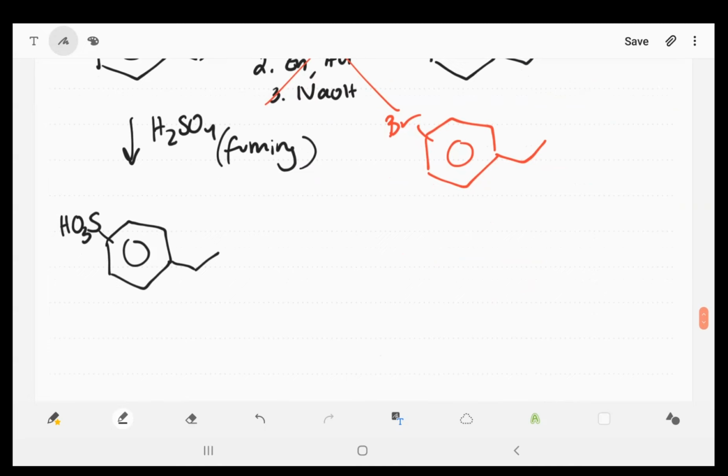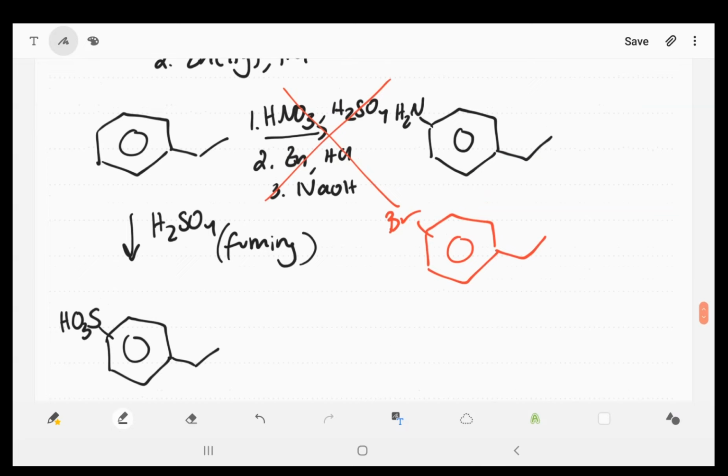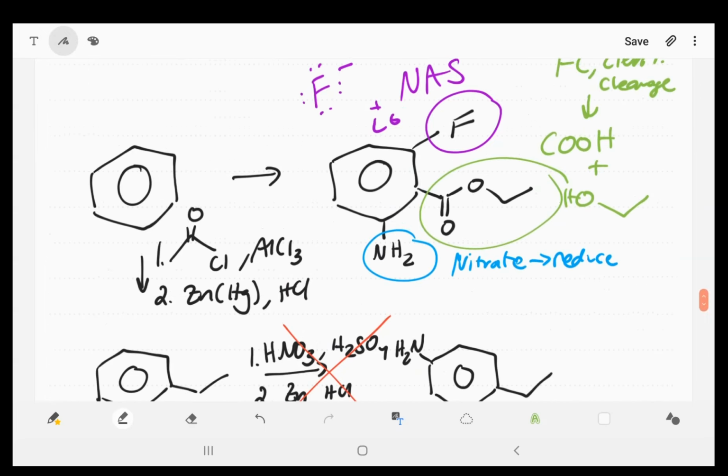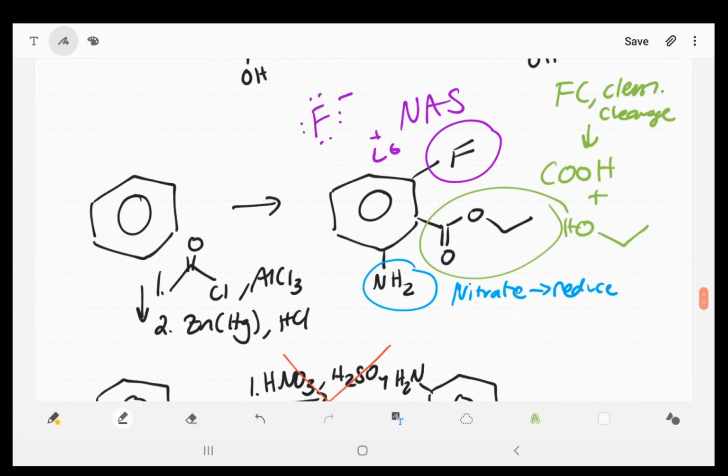Now, which one do we want to do? Do we want to put the amine on, or do we want to put the bromine on? And there are choices to make here. So let me actually go up here. So if we put the amine on, what's going to happen? If we put the amine on, it becomes the strongest activator.